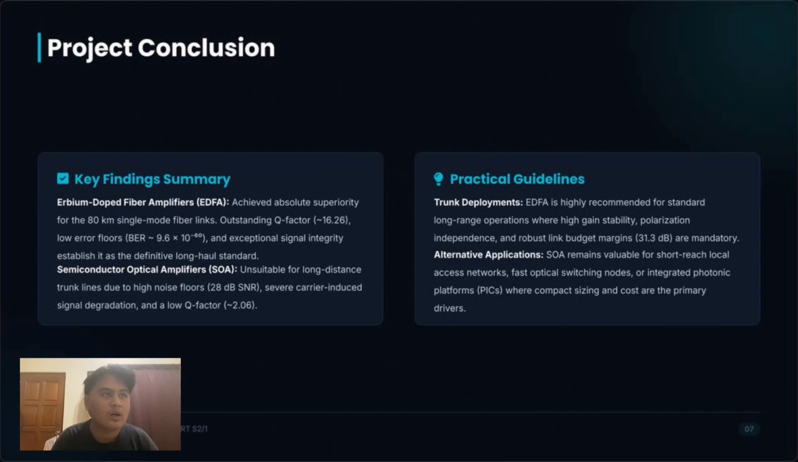For the practical guidelines, EDFA is highly recommended for standard long-range operation, where high gain stability, polarization independence, and a robust link budget margin of 31.3 dB are mandatory. For the alternative application, SOA remains available for short-reach local access networks, fast optical switching nodes, or integrated photonic platforms, PIC, where compact size is of course the primary driver. So thank you for our assignment.